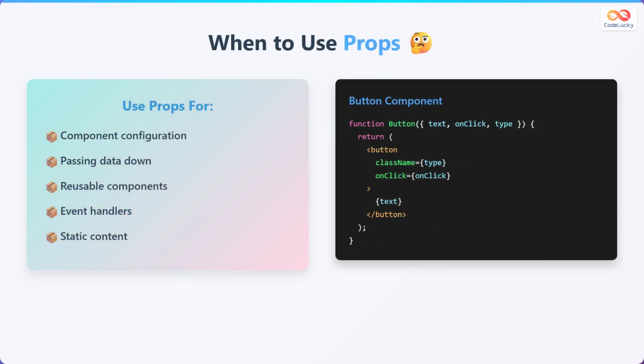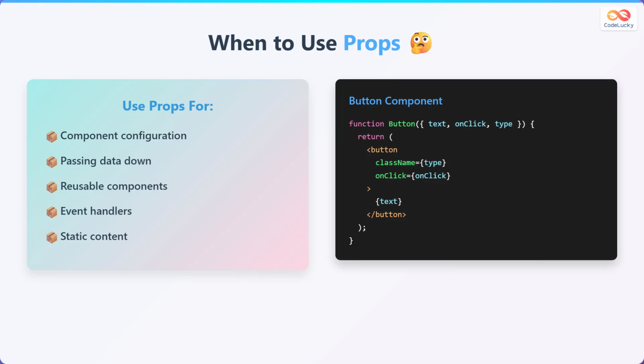Let's explore the situations where using props in React components is the right choice. Props are commonly used for component configuration, allowing parent components to customize child components. Props are used for passing data down from parent components to child components. Props enable the creation of reusable components that can be configured with different data. Props are used to pass event handlers from parent components to child components. Props can be used to display static content within a component.